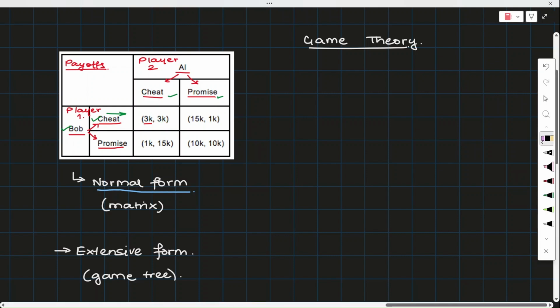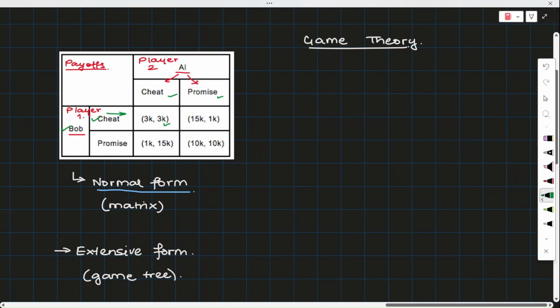Here it's a payoff, it's not an imprisonment. We can assume that 3k actually means some sort of monetary payoff. So money is always good, and we can assume that 3k is better than 1k. So what we can conclude is if Bob cheats, then Al is likely to cheat as well, because 3k is greater than 1k.